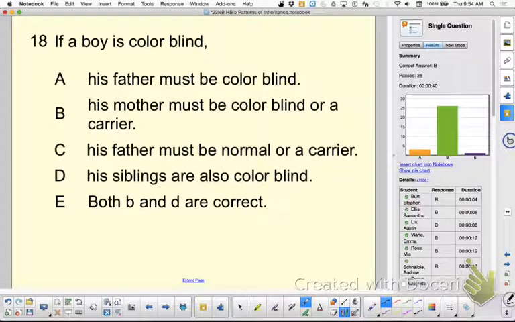No, because dad's giving the Y. We don't care what his dad is. He doesn't have to be colorblind. Could he be colorblind? Sure. Does he have to be? No. He just has to give a Y. And then on E, both B and D are correct. His mother must be colorblind or a carrier. Yes. His siblings also? No. He could have had siblings that aren't colorblind. Check with your bio buddy, make sure they understand.